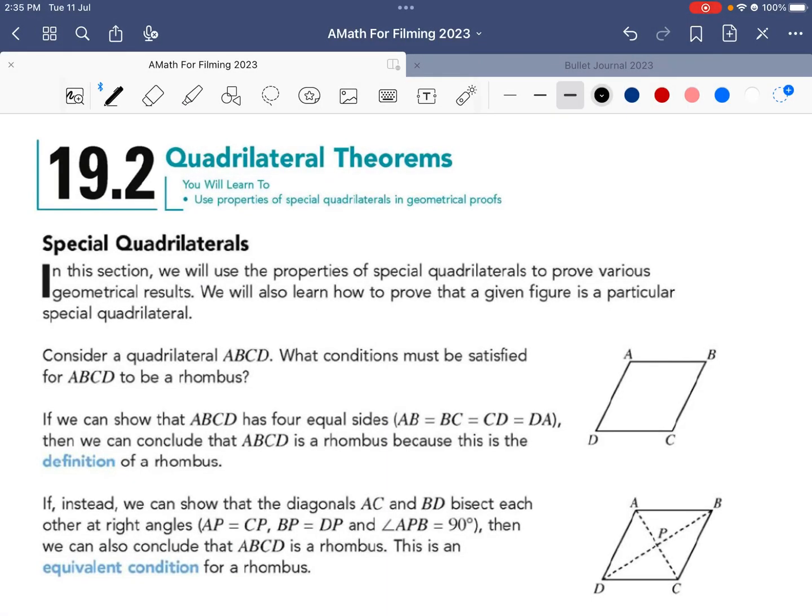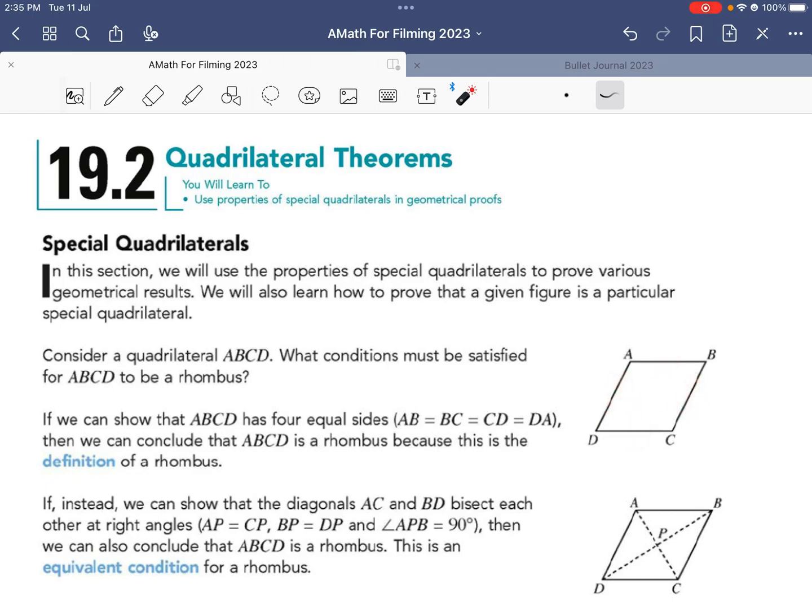Today what we're going to cover is 19.2 quadrilateral theorems. There are some special quadrilaterals. Quadrilateral means it has four sides, okay? There are some quadrilaterals that you actually need to know. For example, the rhombus. So what is a rhombus? Basically, you need to know that a rhombus has four equal sides, okay? And that the opposite sides are parallel to each other, okay?